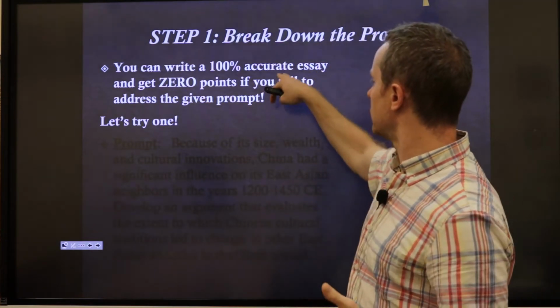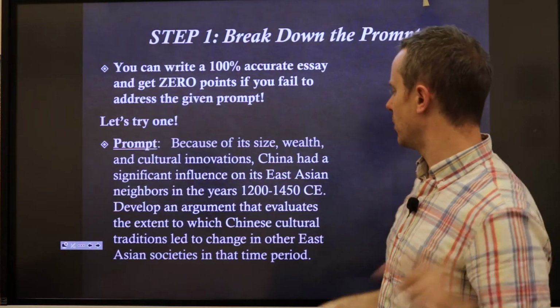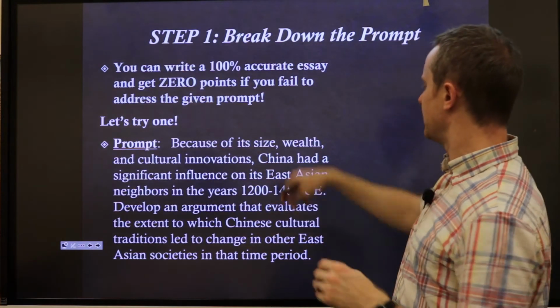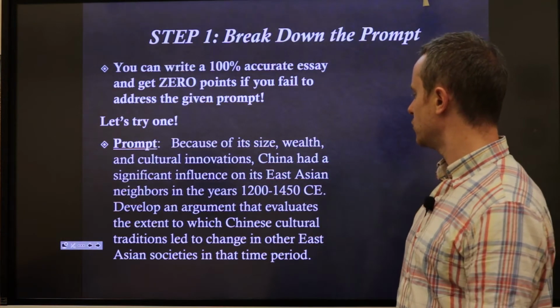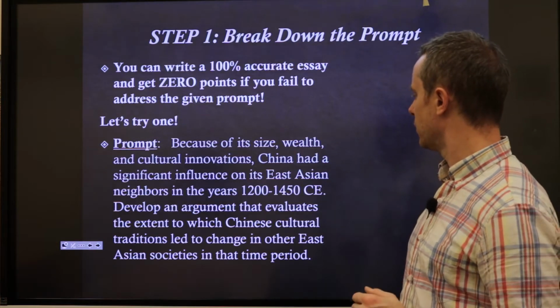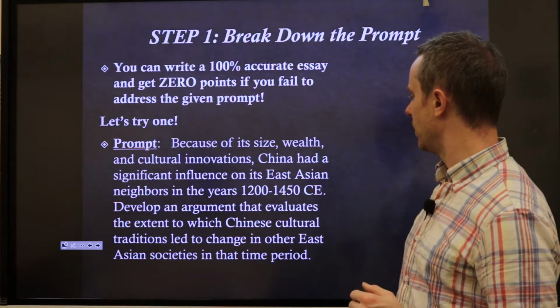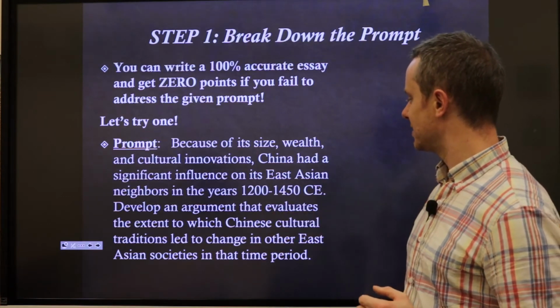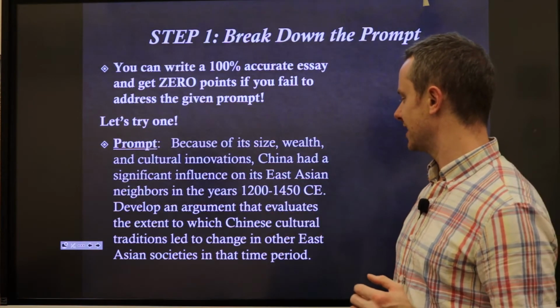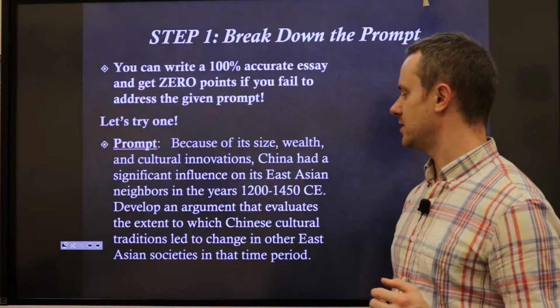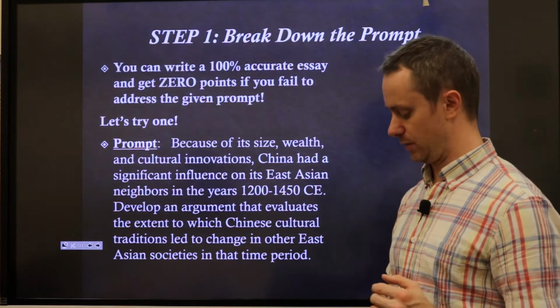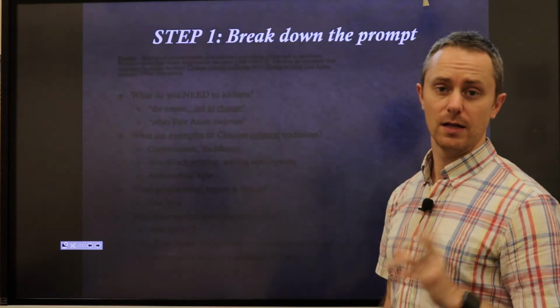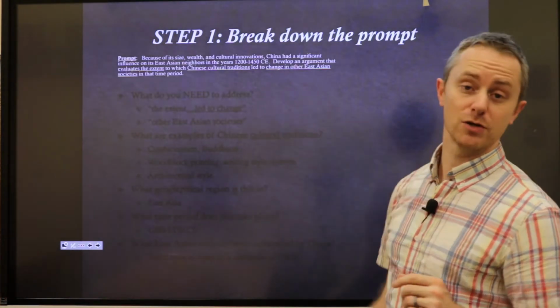Okay, so you've got to understand and break down the prompt. So let's just try one here. This is about China. It says, because of its size, wealth, and cultural innovations, China had a significant influence on its East Asian neighbors in the years 1200 to 1450 CE. Develop an argument that evaluates the extent to which Chinese cultural traditions led to change in other East Asian societies in that time period. Great. All right, let's look at what it is. I made it really small so you can easily read it.